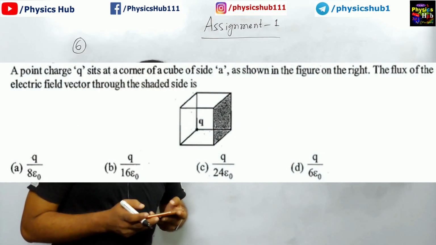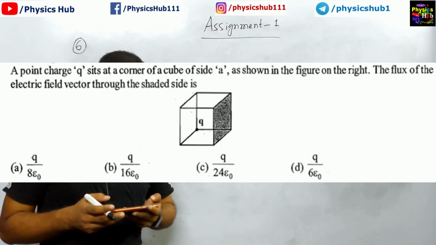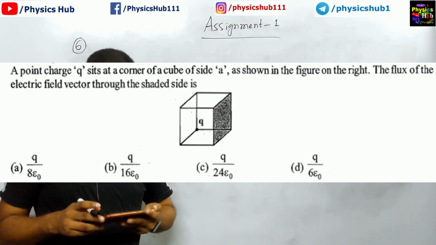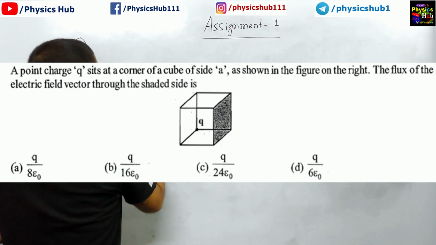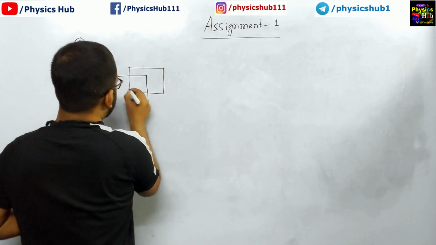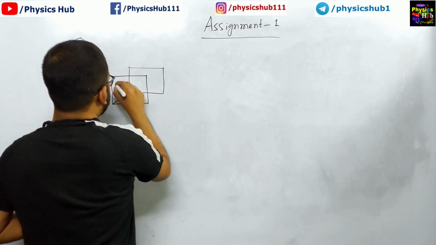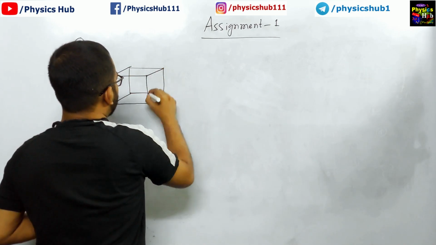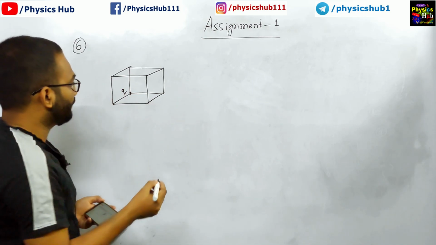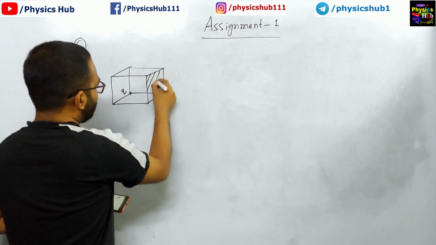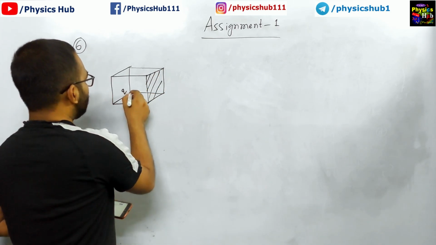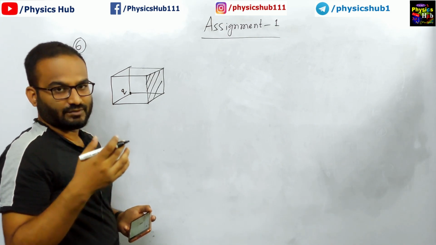Question number 6. A point charge Q sits at the corner of a cube of side A, as shown in the figure on the right. The flux of the electric field vector through the shaded area is... So you are given a cube like this, and a charge Q is sitting at one of the corners, and you have to find the electric flux through this area. How can we do this problem? We can utilize Gauss law.